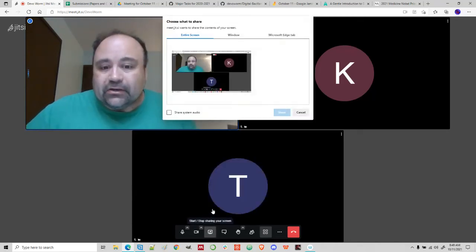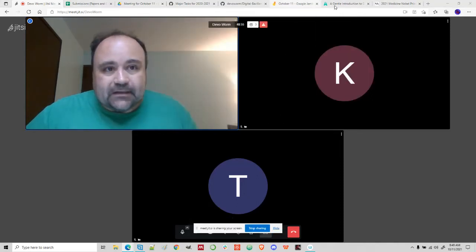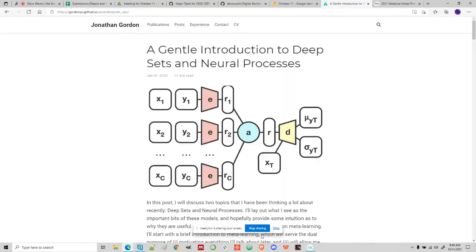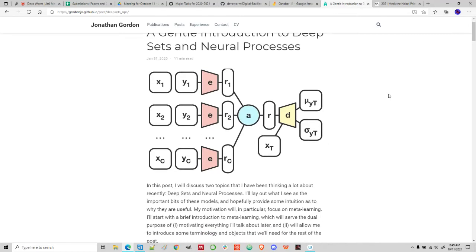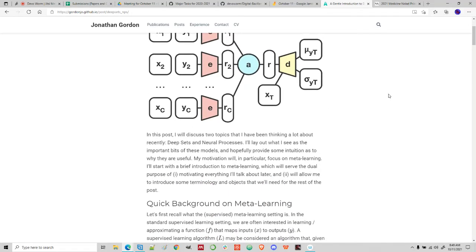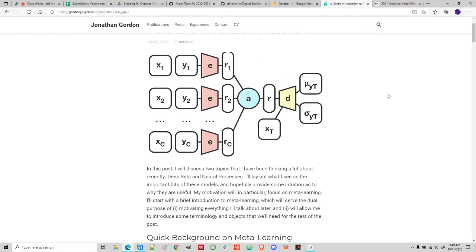I did want to go on to this other thing that I found. I was reading this blog post here. This is Jonathan Gordon. This is about something called deep sets, and it's a general introduction to deep sets and neural processes. I don't know what this is based on. It's just kind of a blog post. For right now, we'll just consider this separately.